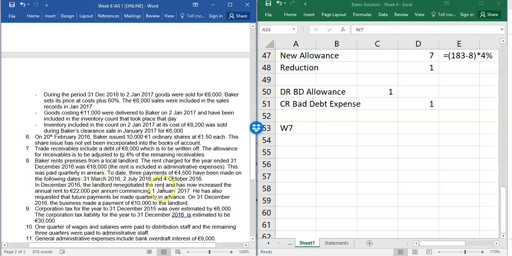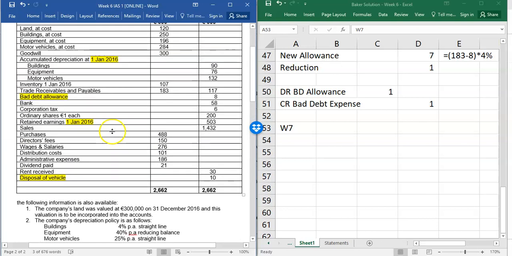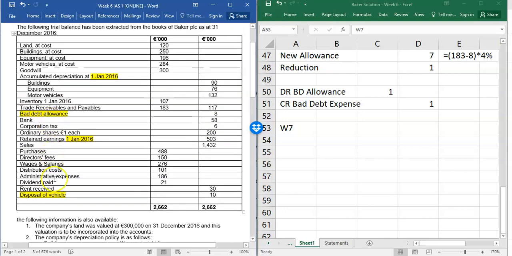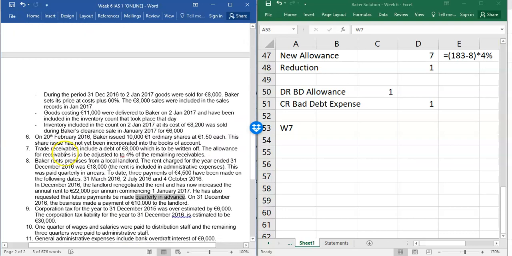They renegotiated the rent and have now increased the annual rent to 22,000 commencing on the 1st of January. So you're also told the future payments will be in advance. So the new structure will be in advance. And on 31st of December, the business paid 10,000 to the landlord. So if we go up, I don't know if we can see rent here. They don't show rent exactly, so we can't split it out in terms of the trial balance.